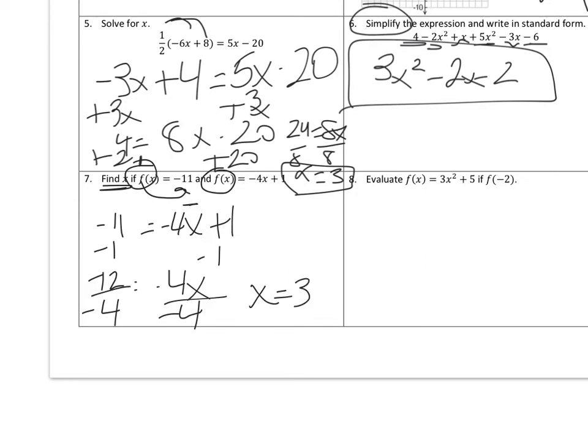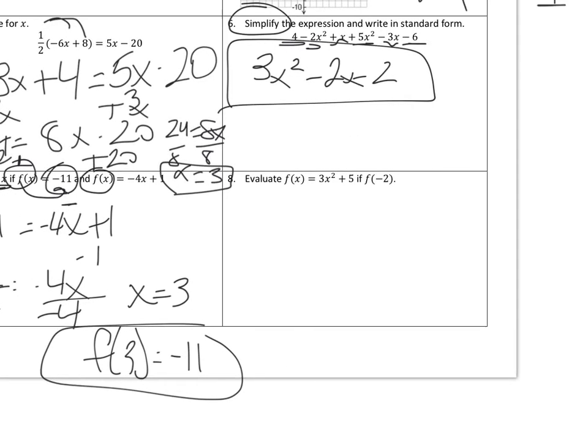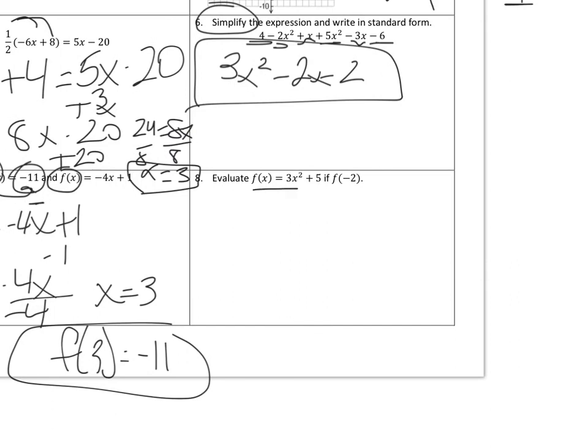If you want to take it one more step further with the correct notation, the input is 3 and we get out this 11 that we started with, or negative 11. That's function notation. Okay, number 8. Given this is the function, we need to find f of negative 2. So this x value is negative 2, the input. So that's exactly what I'm going to do.